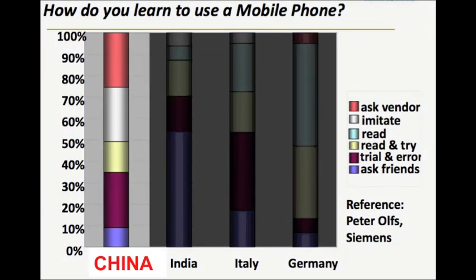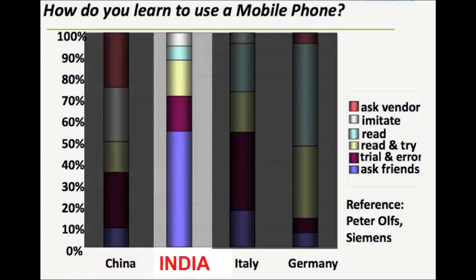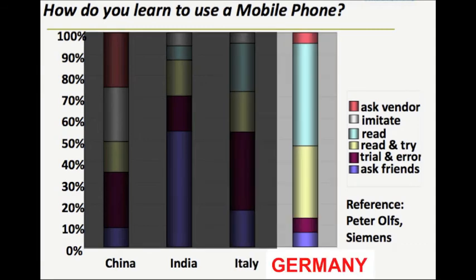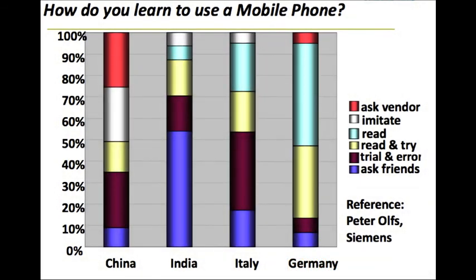The Chinese are split up evenly between trial and error, imitating, and asking a vendor. Indians will most likely ask their friends. Italians will use trial and error. And Germans will read the manual. Because they all grew up in different cultures, the way they make decisions is different as well.